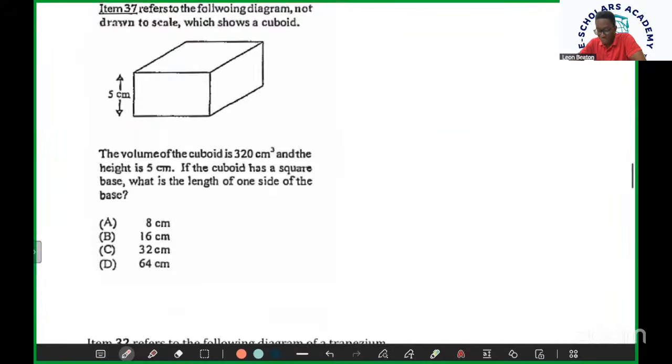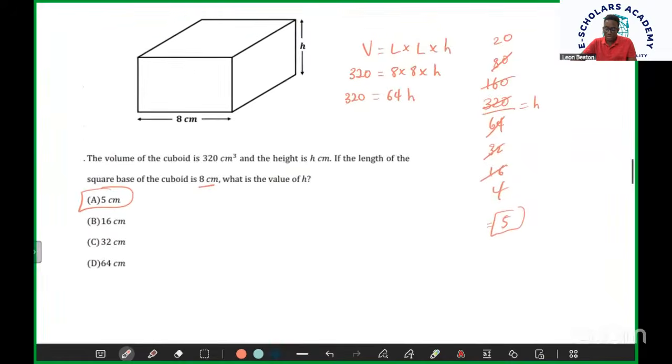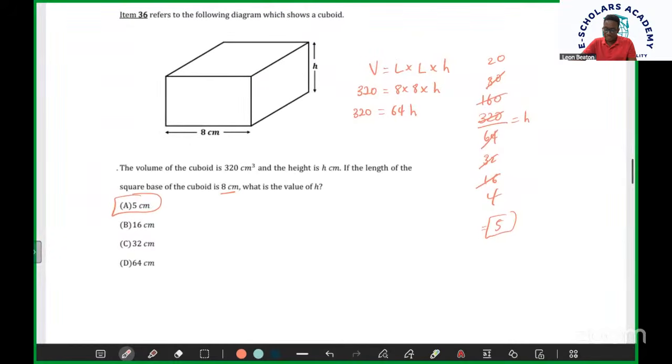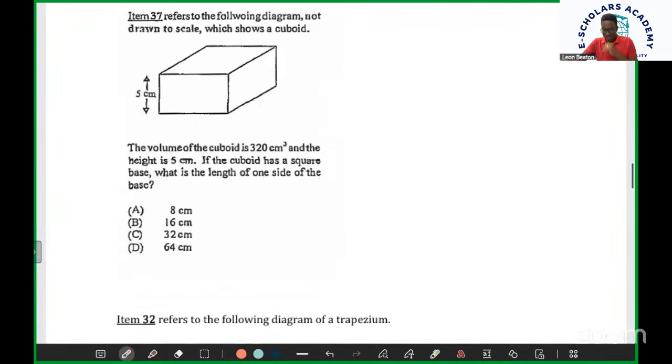So another question now, similar as well. The volume of the cuboid is 320 cm cubed. The height is 5 cm. If the cuboid has a square base, what is the length of one side of the base? In this case, they gave us the height and they want us to find the length of one side of the base, which is a square. So we use the same formula: length times length times the height.